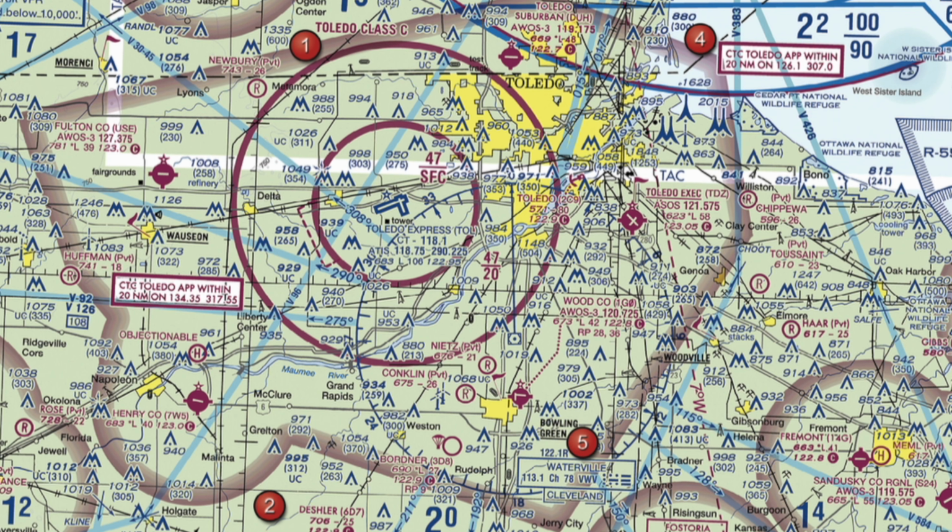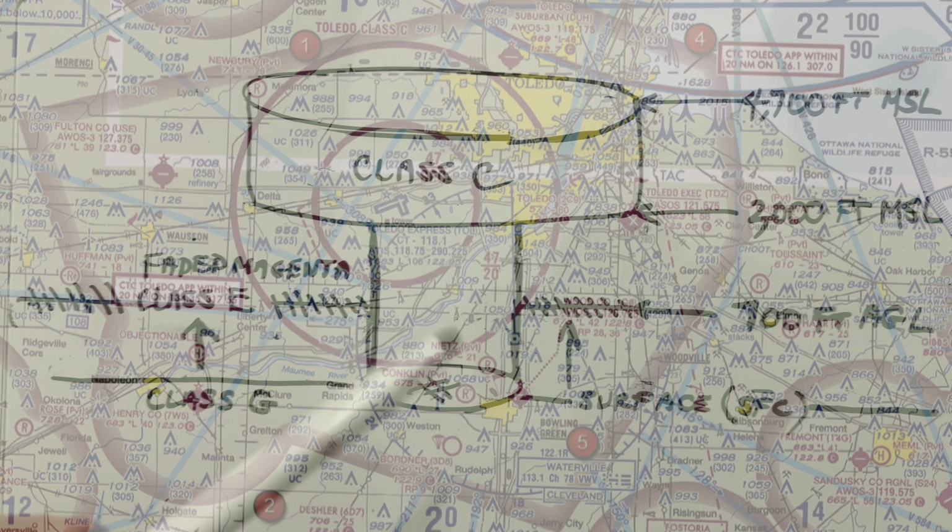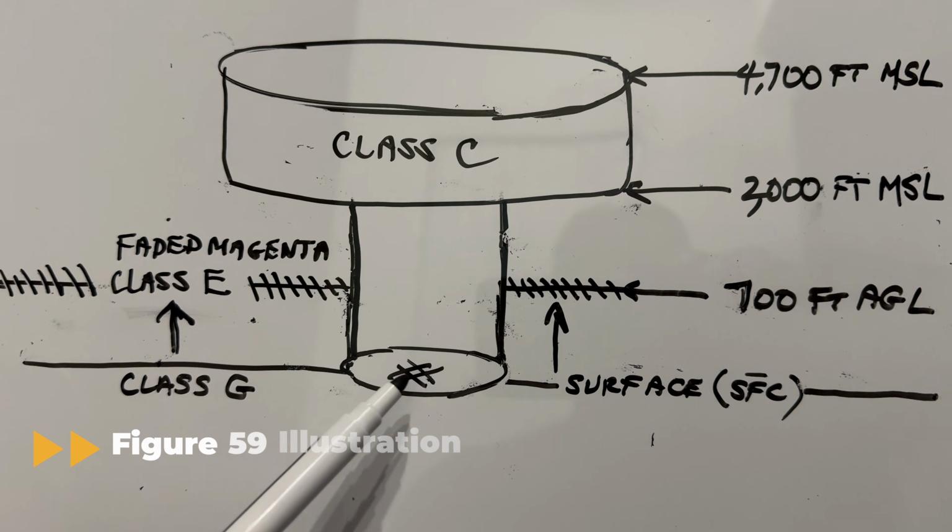Now here's a question that you should already know the answer to. The floor of that outer layer of Class C airspace begins at 2,000 feet MSL. What is the airspace that's directly below that outer layer? Keep in mind that there is a faded magenta boundary that's completely around that Class C airspace. And what does that mean? Let me tell you. Anything inside of that faded magenta boundary that you're seeing is Class E airspace beginning at 700 feet AGL. Now I drew a diagram here so you'll have a better understanding.